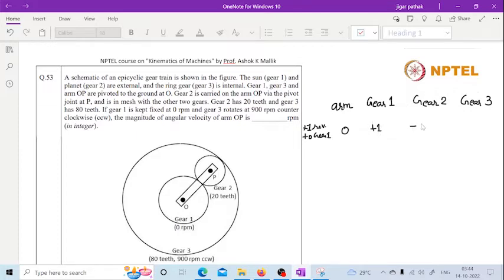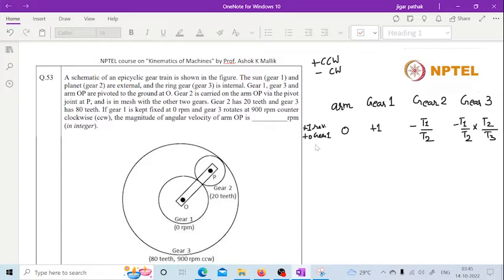So gear 2 will have minus T1 by T2, because driver upon driven. The negative sign shows that both gears are in external mesh. We have considered plus as counterclockwise and clockwise as negative. So if gear 1 is moving counterclockwise, then gear 2 will move clockwise because they are in external mesh. Gear 2 and gear 3 are in internal mesh, so whatever gear 2's speed is, minus T1 by T2, it will be multiplied by driver upon driven, that is T2 by T3. The sign is not going to change because gear 2 and gear 3 are in internal mesh.